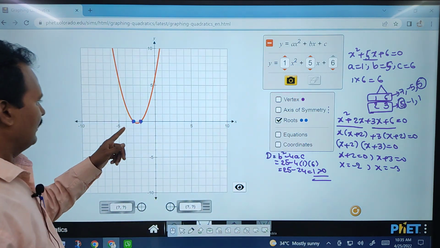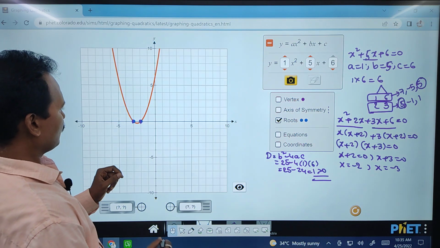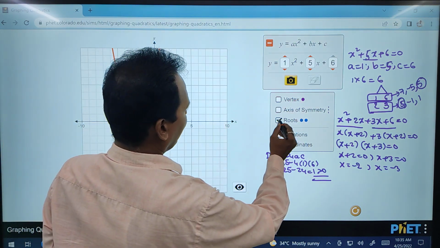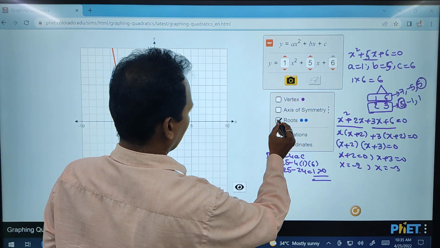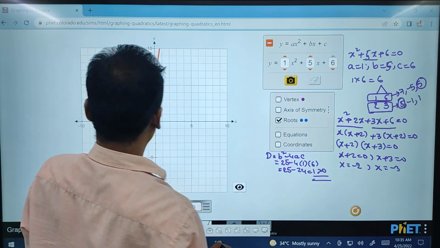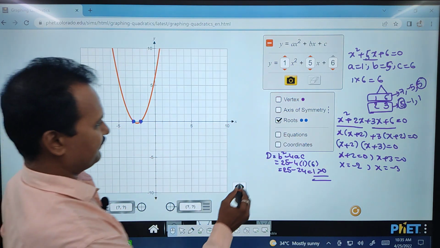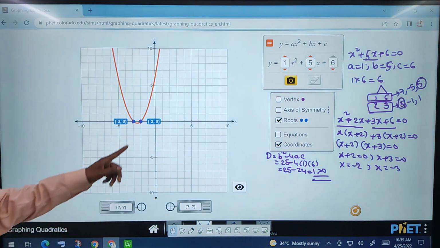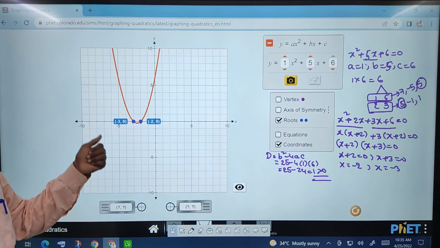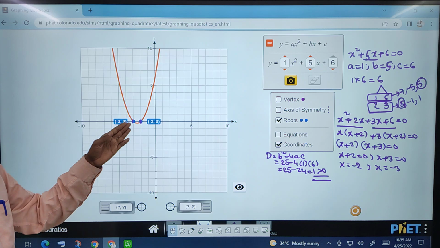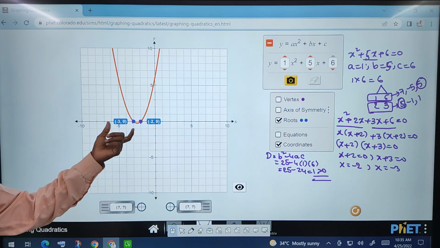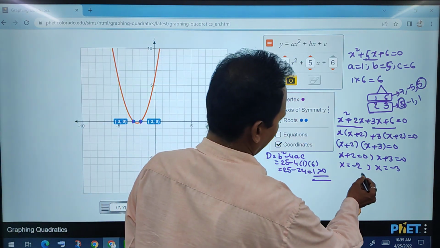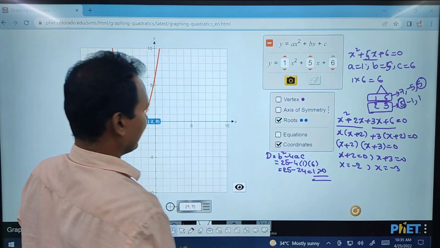What roots are we getting here? Minus 2 and minus 3 only. The roots will be these two points: minus 2 comma 0 and minus 3 comma 0. Here the y coordinate is 0. So roots are minus 2 and minus 3.